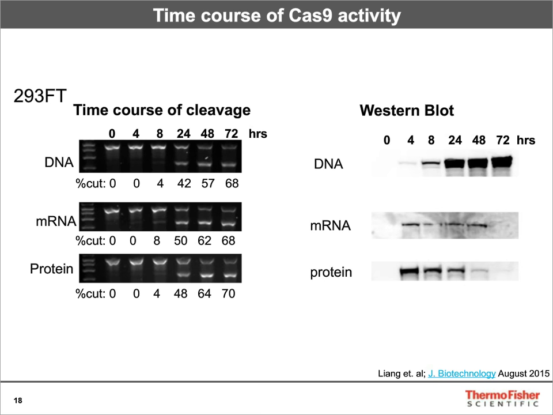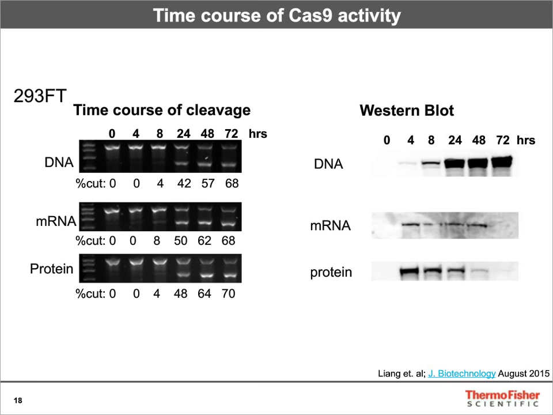As you can notice, with all these three formats, we see cleavage as early as 8 hours, and the cleavage maximizes by 48 hours. In contrast, when we looked at the Western blot, what we notice is in the case of the mRNA and the Cas9 protein system, we see an early boost of the protein and slowly the protein clears out of the system with no protein detectable after 48 hours. However, in the case of the DNA system, you will notice that slowly the expression level of the protein increases and peaks at 24 hours, and you still have a large excess of protein even at 72 hours.